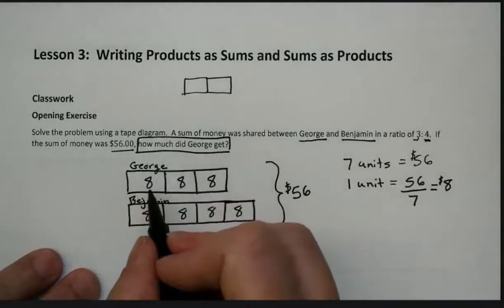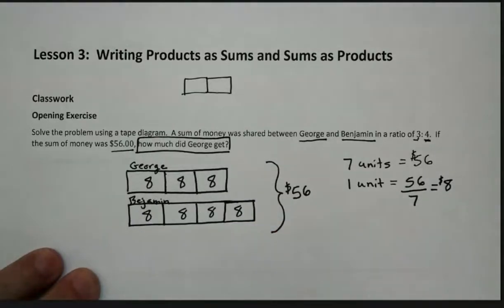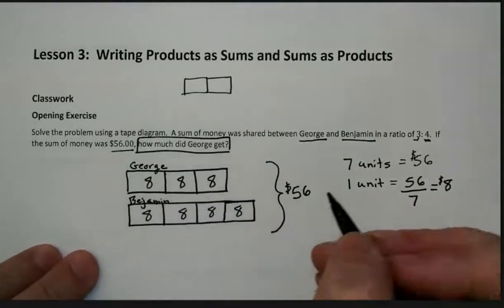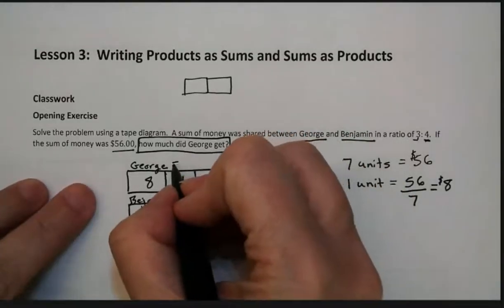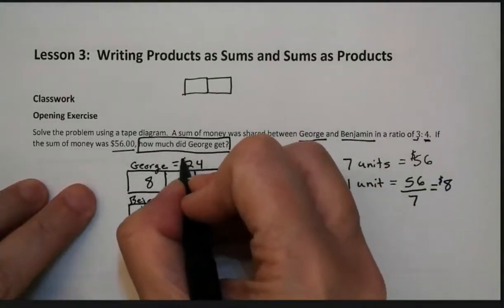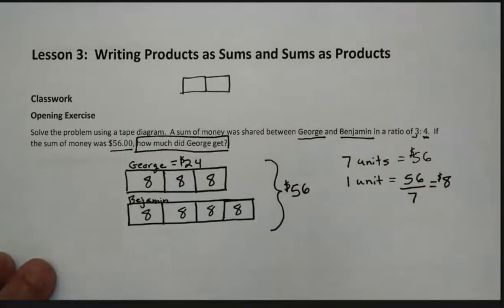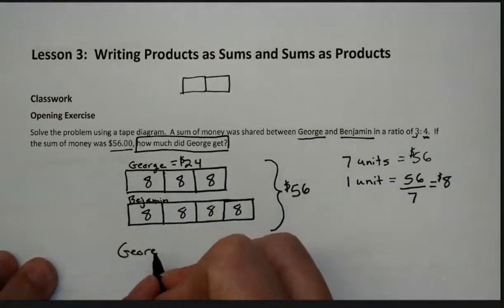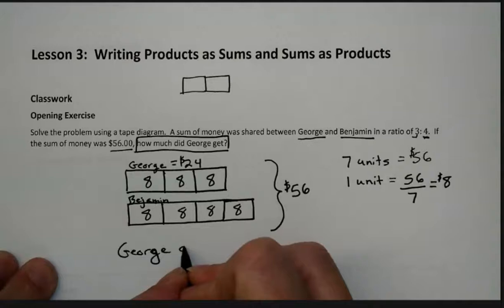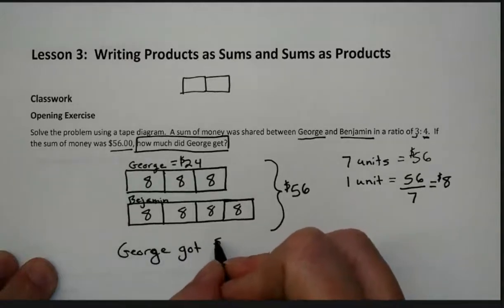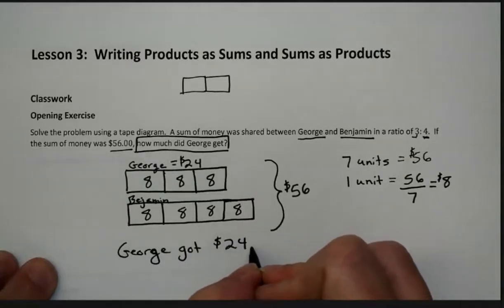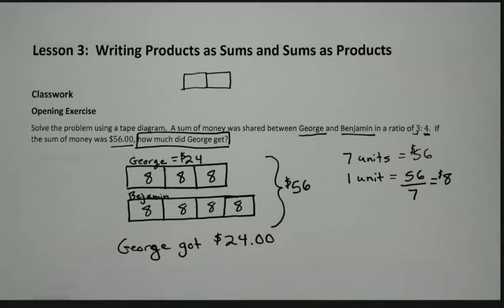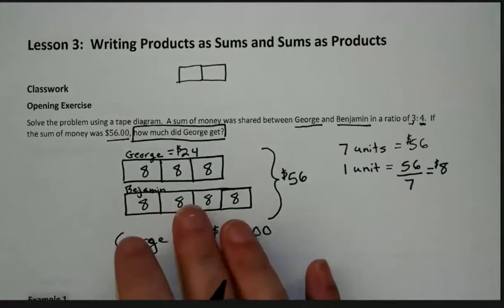How much did George get? George got 3 of those 8 units, or 3 of those 7 units. 3 times 8 is 24. So George got $24. How much did George get? George got $24. Okay? So there's our opening exercise, and we're using tape diagrams.